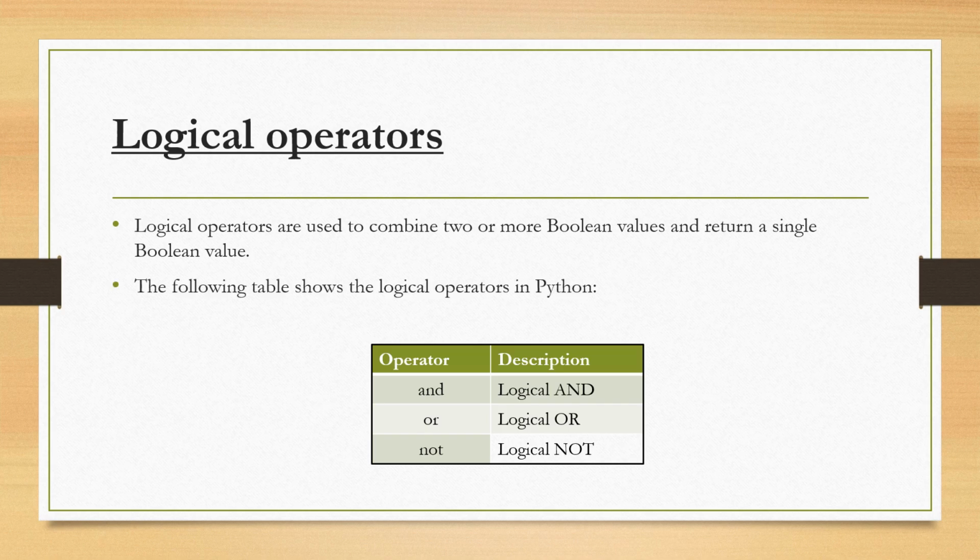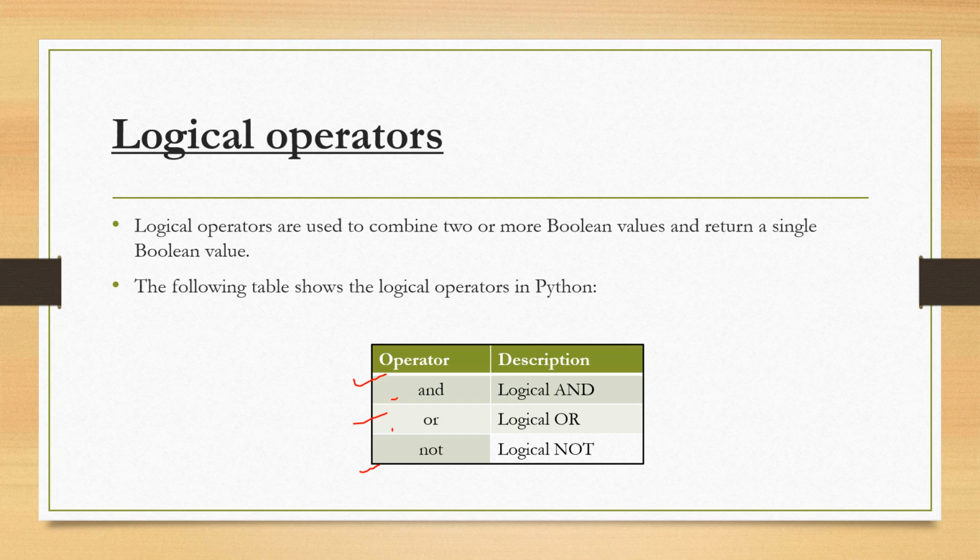So this table is for logical operators. We are going to combine two values and we are going to get a single boolean value. There are three logical operators. The first one is and, or, not. So we can use them directly as and, or, not.